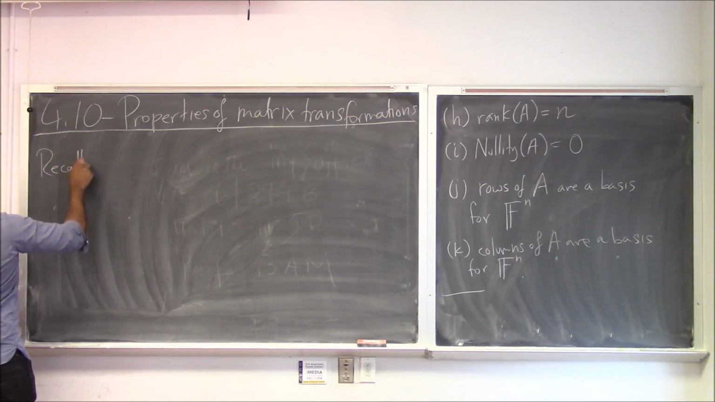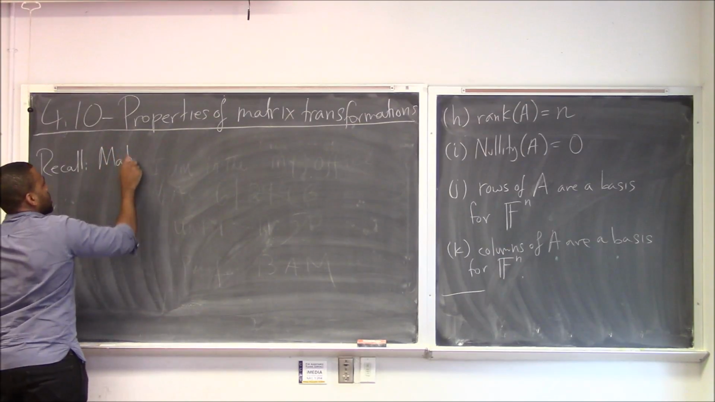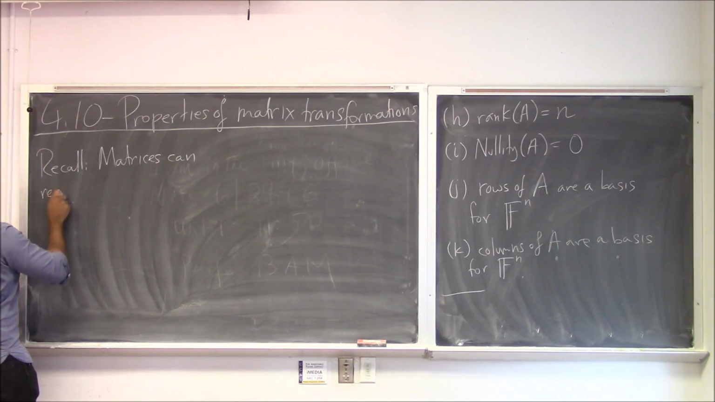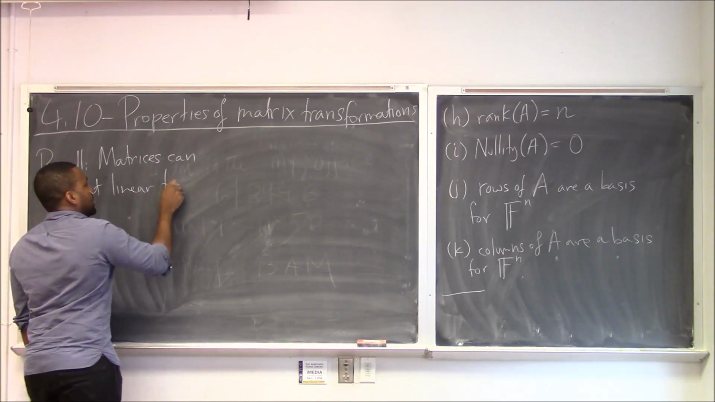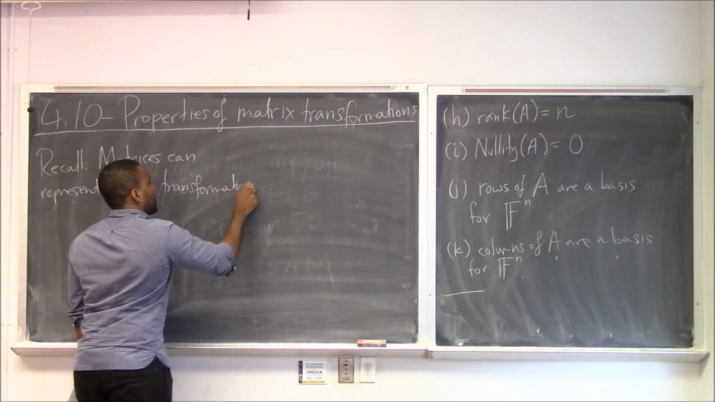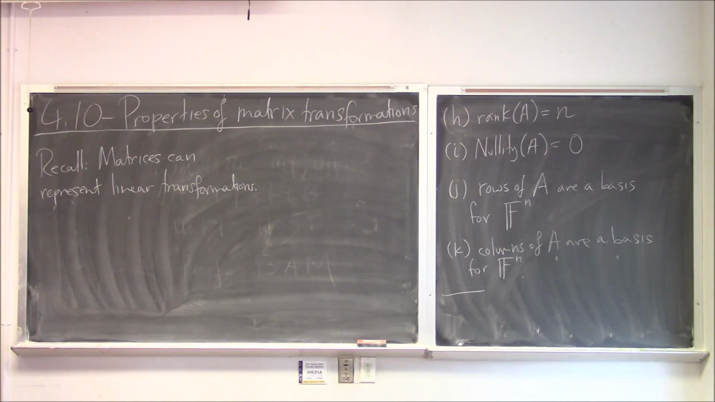And again, I already mentioned this, so it's kind of jumping ahead, but at this point, I think we're all familiar with the idea. Matrices can represent linear transformations. Right? So now 8.10, chapter 8 talks about linear transformations, where 4.10 talks about matrix transformations. The difference is the following.